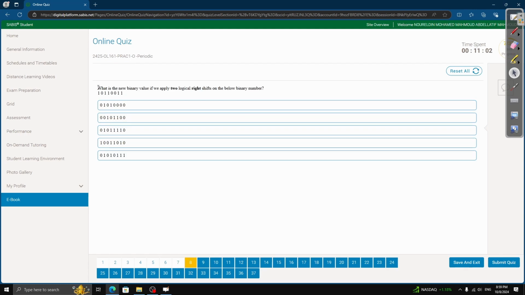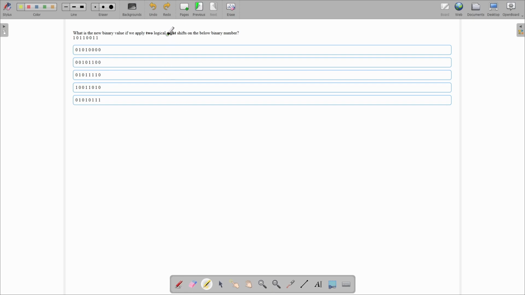So yeah, what is the new binary value if we apply two logical right shifts on the below binary number? What we're being asked in this question is to apply two logical right shifts.